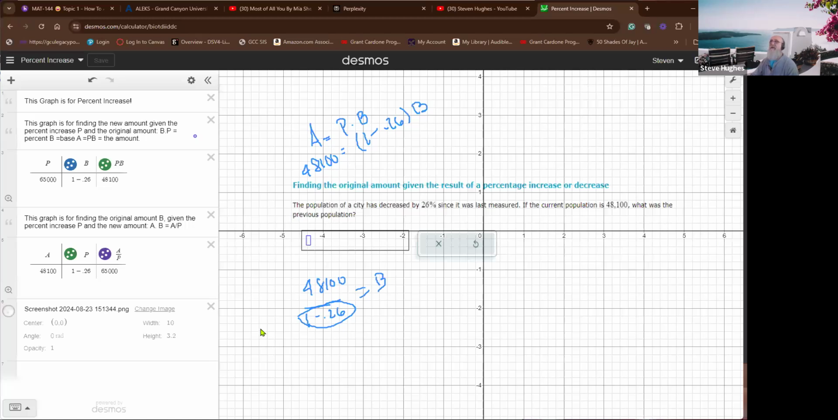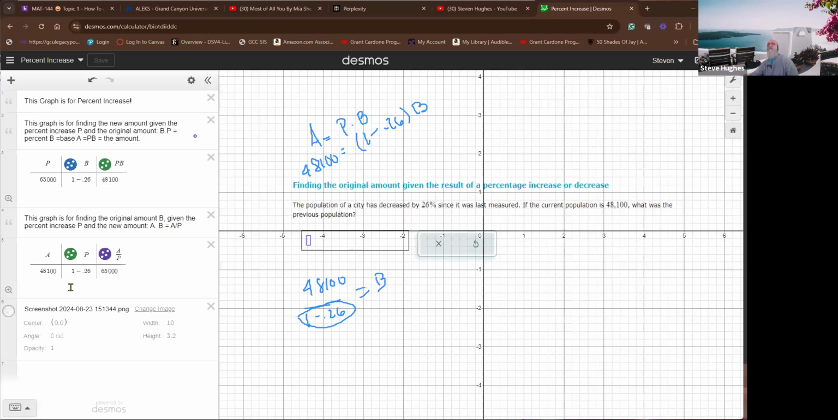All right. So on the left-hand side, I have some really nice little tables built here for us. The first one says, this graph is for finding the new amount, given that I know the percent increase P and the original amount B. Okay, that's my original equation right there. That's not the one we need. We need this one. It says, this graph is for finding the original amount B, given the percent increase P and the new amount A. That's what we know. That's what we want. B equals A divided by P.